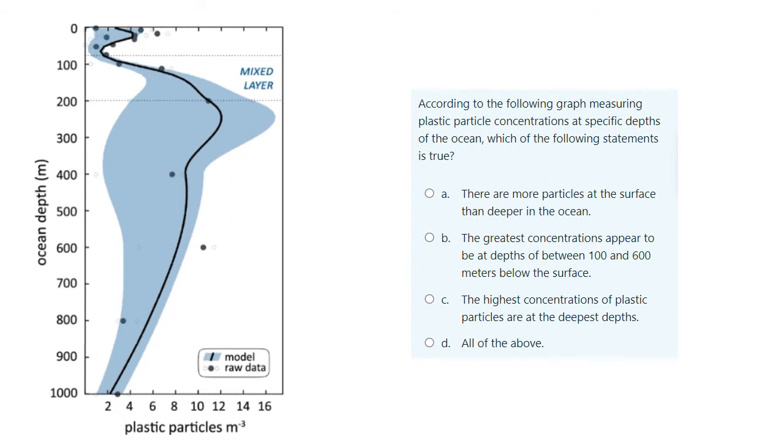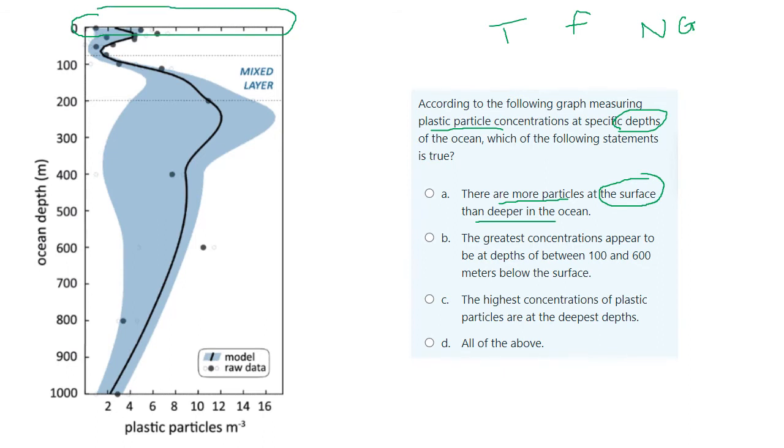According to the following graph, measuring plastic particle concentrations at specific depths of the ocean, which of the following statements is true? So again, we should be looking for true, false, not given. A, there are more particles at the surface than deeper in the ocean. Where is the surface? Well, the surface would be 0. If the ocean depth is 0, this means the surface of the ocean.